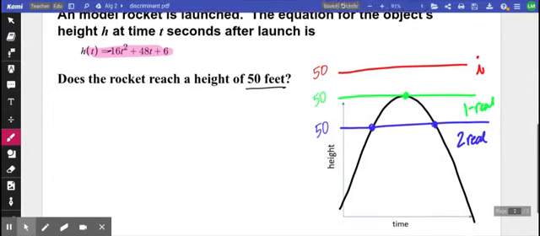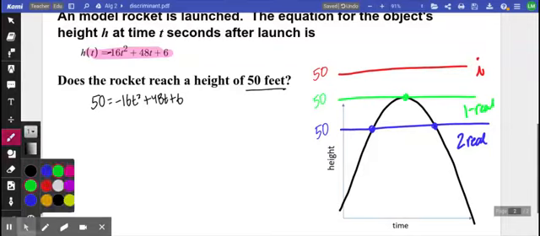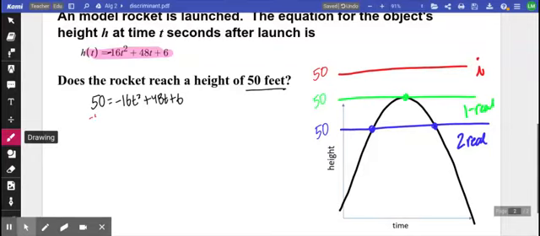So, does the rocket reach 50 feet? I'm going to plug in 50 for h, so 50 equals negative 16t squared plus 48t plus 6. Now remember, before we solve a quadratic or use the discriminant, it has to be in standard form. So I need to make sure I set it equal to 0 by subtracting that 50 from both sides. So I get 0 equals negative 16t squared plus 48t minus 44.